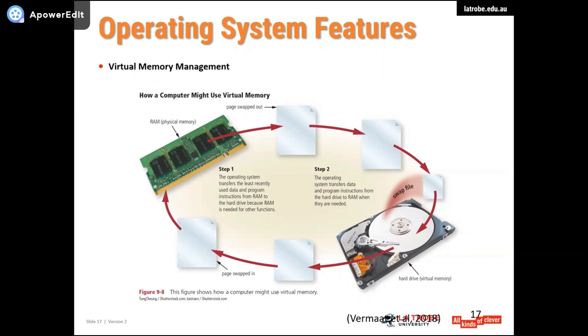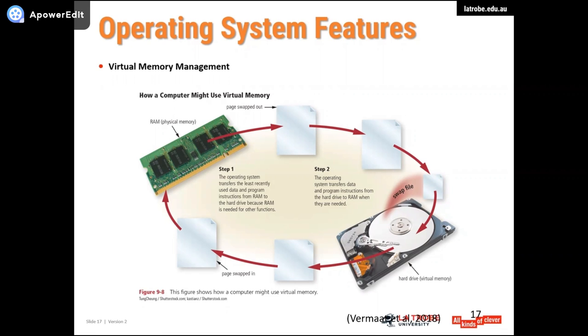So step 1, our operating system will transfer the least recently used data or program instructions from the RAM to the hard drive, because now the RAM should be used for the new program. But later, if you want to use the old program which has been opened, then our OS will transfer the data or the program from the hard drive back to RAM again. So now you are allowed to run the old program you used to open.